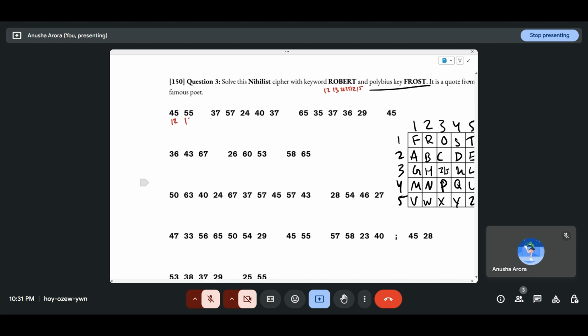So 12, 13, 22, 25, 12, 15, repeating underneath the whole message.